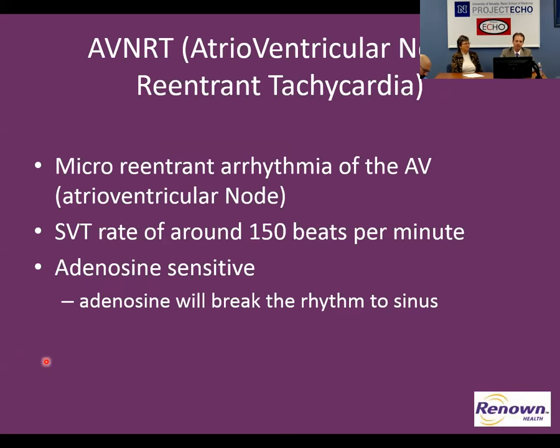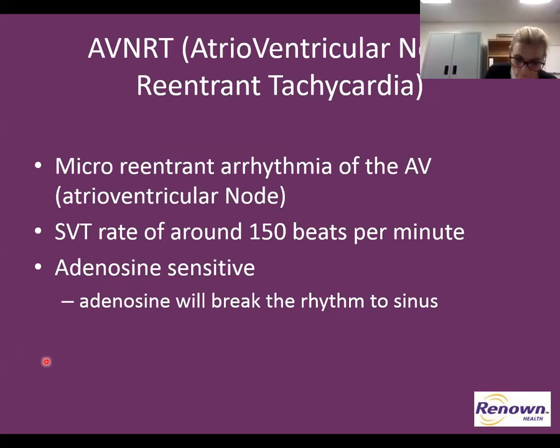AVNRT is a micro-reentrant arrhythmia of the atrioventricular node. It's a supraventricular tachycardia with a rate around 150 beats per minute, and it's adenosine sensitive. Adenosine very briefly, for a few seconds, stops conduction through the AV node. So if the arrhythmia has the AV node in its circuit, then the arrhythmia will be stopped with adenosine.